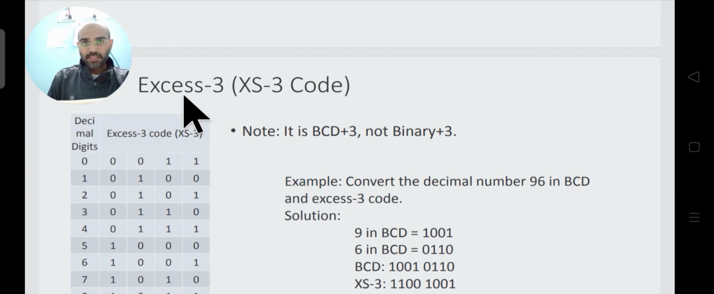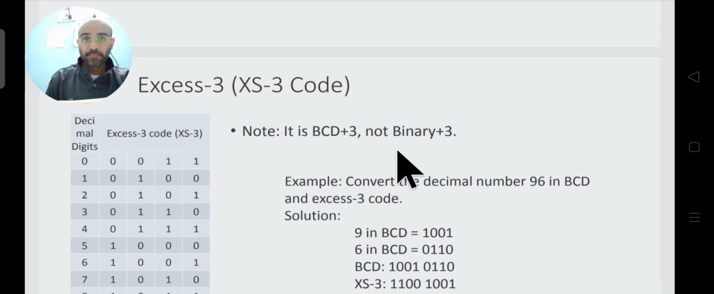Excess-3 means excess, means extra. So 3 means extra by 3. But the 3 extra in what? In binary or in BCD? The answer is it is BCD. If I want to represent any number in excess-3 code, first I have to represent the number in BCD. Then to that I will add 3 more. So it is BCD plus 3. If you do BCD plus 3 more, then it becomes excess-3. So excess-3 is over BCD. It is not binary.